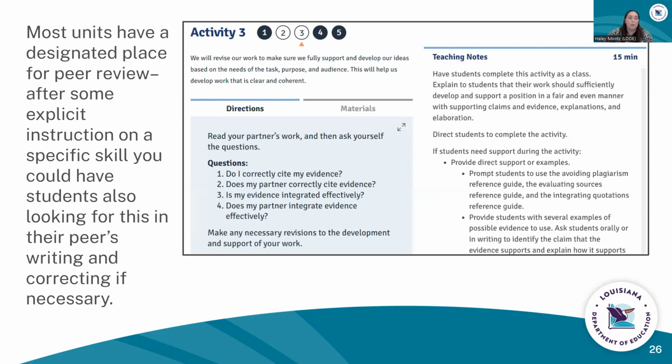Most units, like what you see on here from guidebooks, have peer review designated somewhere during the instruction. So once you've given that explicit instruction on a specific skill, let's say maybe you focused on how to properly use semicolons that week, and that's really the only skill you honed in on, then maybe requiring kids to use a semicolon 1 time or 2 times in their writing effectively is going to be something you're looking for in their writing. You can incorporate that into their peer editing as well. If they look for it, they talk with their peers about, hey, did I do this right? Do I need to edit it? Is this the correct way to use a semicolon, or whatever the skill is that you chose to use.